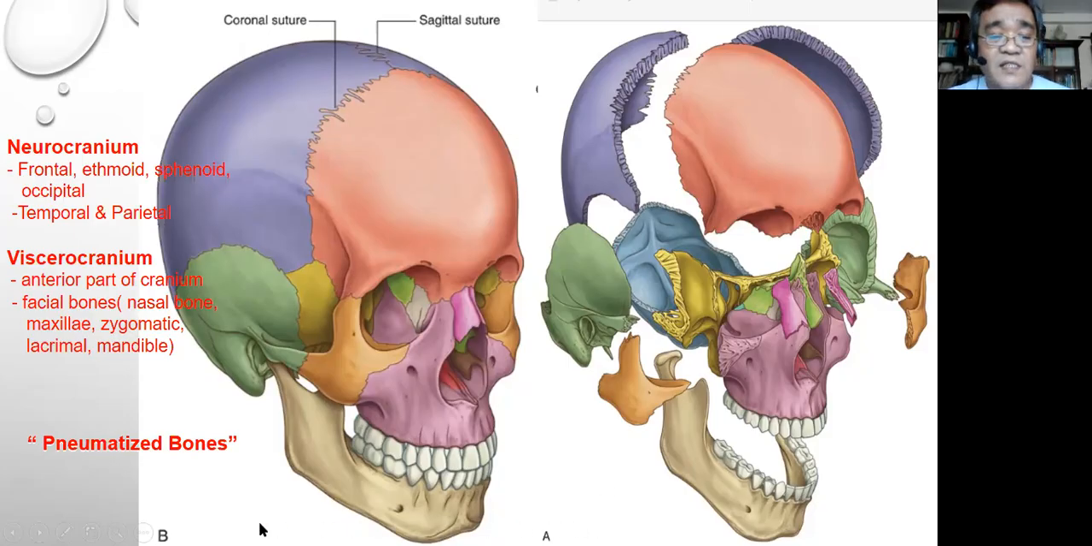Now there is a term known as pneumatized bone. What are pneumatized bones? Well, these are those bones that contain hollow spaces. An example of which is your frontal bone, which contains your frontal sinus. Another would be your maxillary bone, which contains your maxillary sinus, ethmoid bone, and so on. And the reason for that is it is believed that these hollow spaces serve to lighten the weight of the skull. And aside from that, the presence of these hollow spaces serves as some sort of a voice resonator.